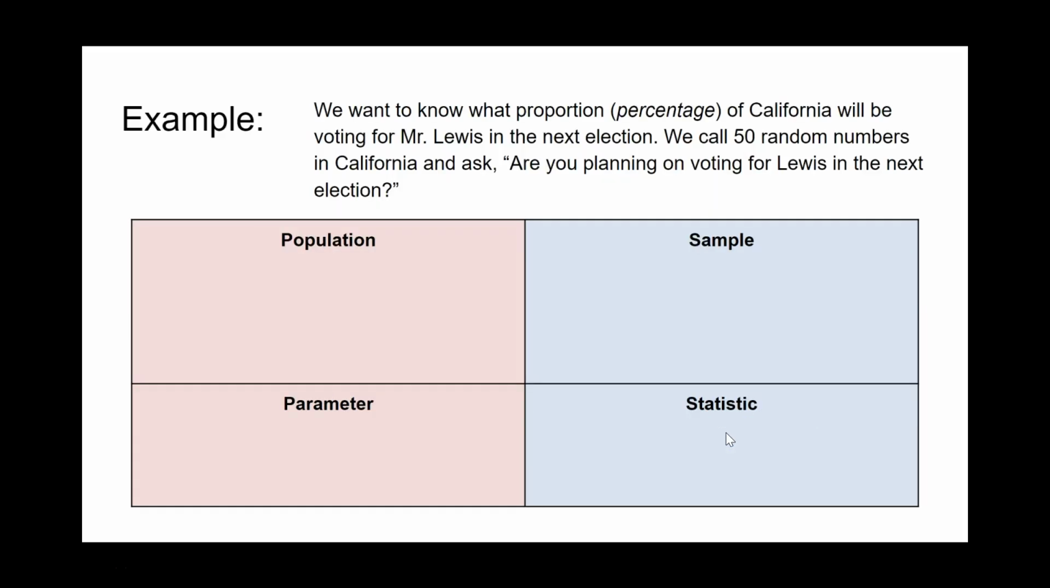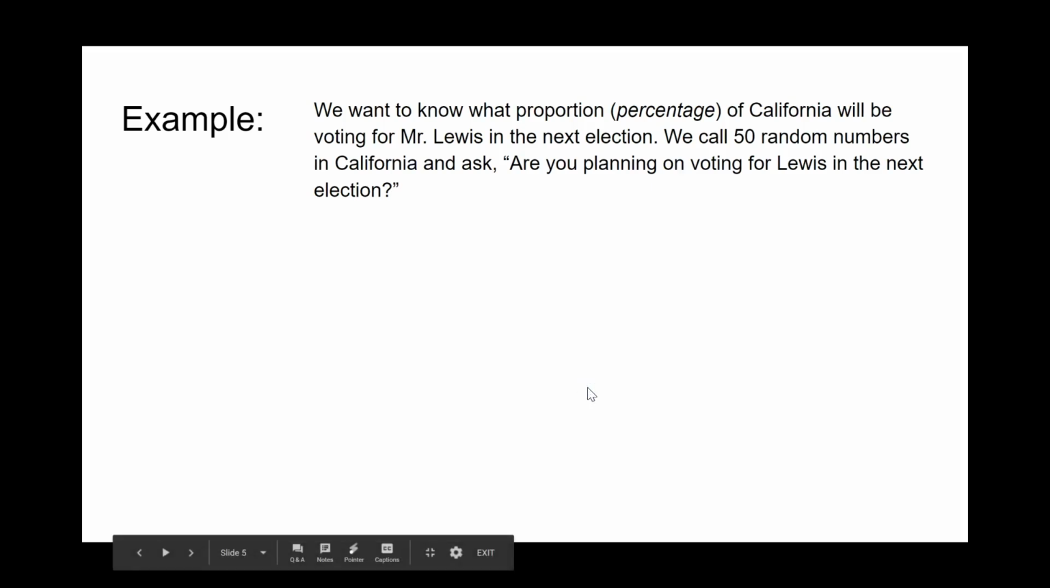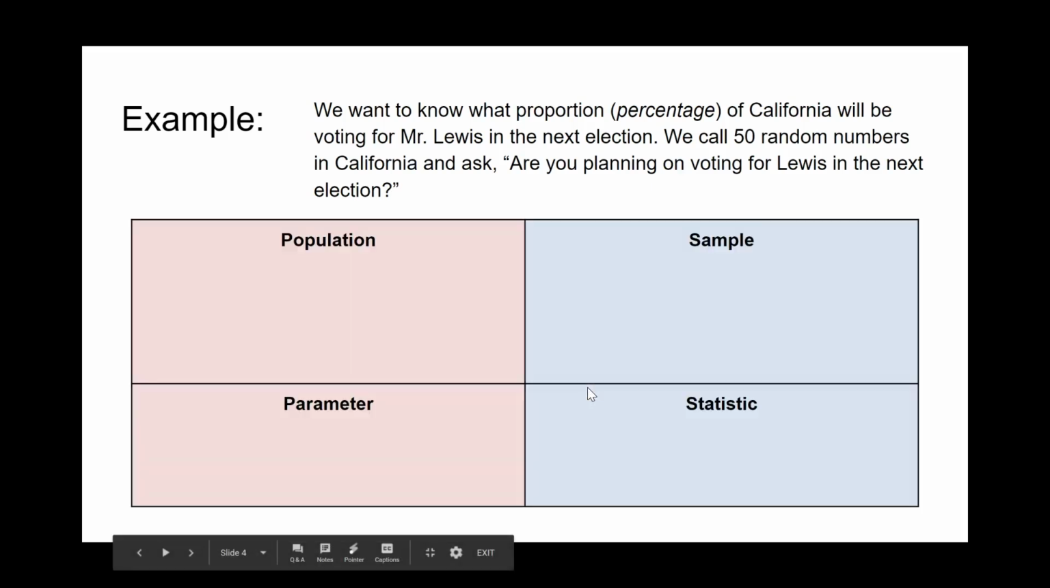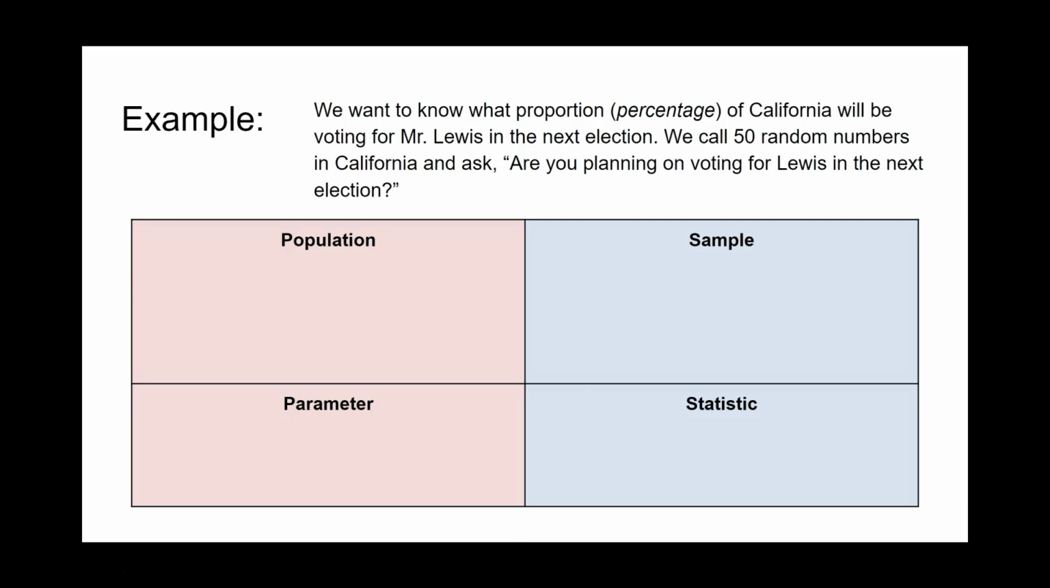Let's look at one more example. Here it says, we want to know what proportion of California will be voting for Mr. Lewis in the next election. We call 50 random numbers in California and ask, are you planning on voting for Mr. Lewis in the next election? So let's think about what that population, sample, parameter, and statistic would look like. Take a few seconds and see if you can write that down. Then look at the next slide for the answers. Pause this video if you need to.